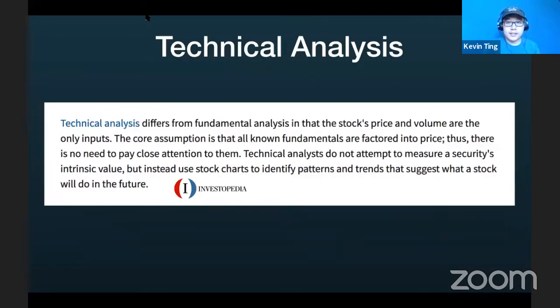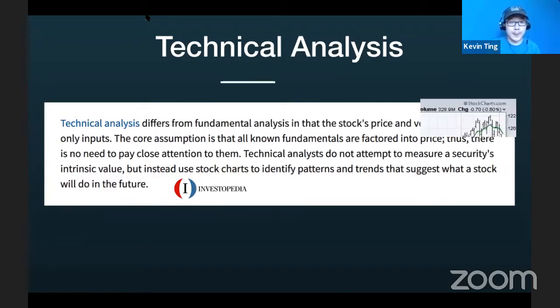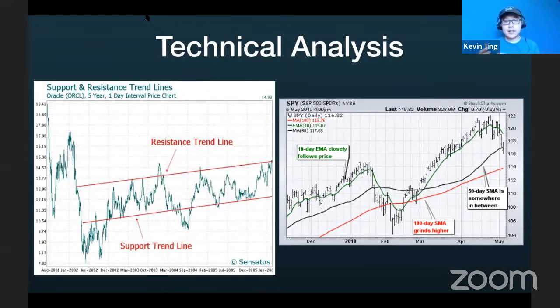Technical analysis is basically the assumption that all fundamentals are already factored into price, and thus there's no need to closely pay attention to them. So they don't try to measure an asset's intrinsic value, but instead say that you just need to look at patterns and trends to suggest what an asset will do in terms of price in the future. This definition was from Investopedia. They use things like resistance, support, moving averages, and other indicators to gauge price.